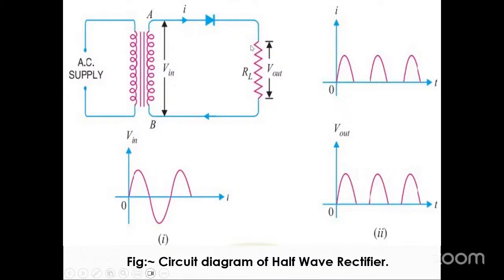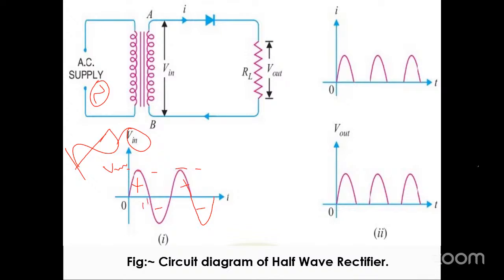This is the circuit diagram for the half-wave rectifier. You can see the AC supply. AC means input. This is the input: positive, negative, positive. Here negative. Input signal. So this is the input voltage. This is the VM, maximum voltage.